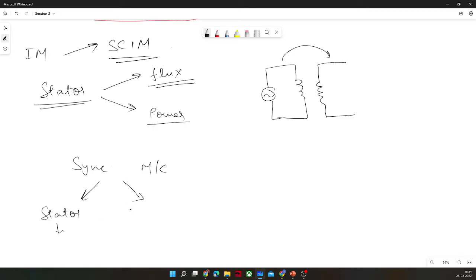it has a stator winding, and a rotor. The stator has the armature or these powers. It provides the power.